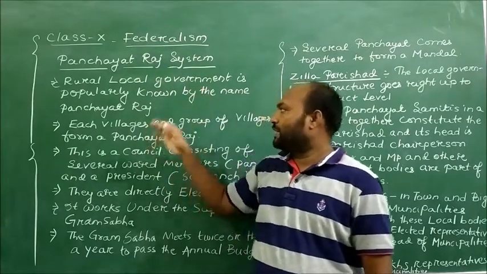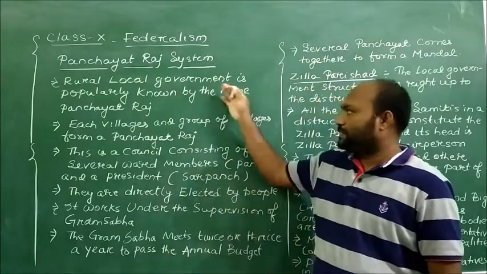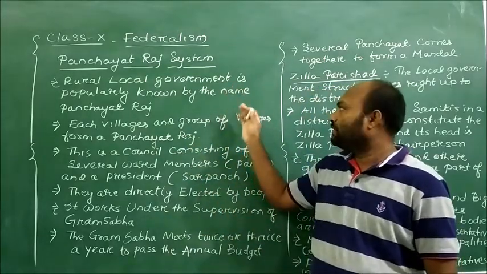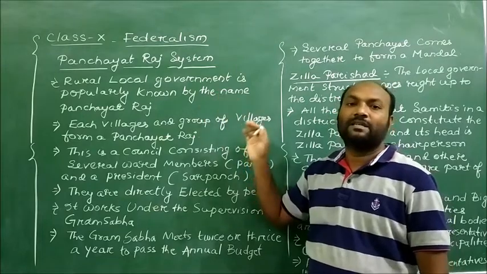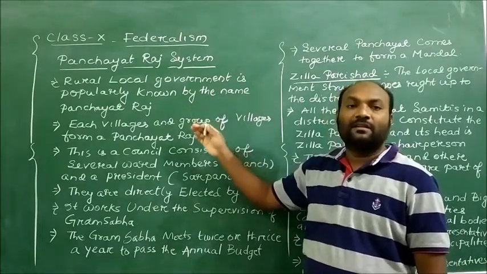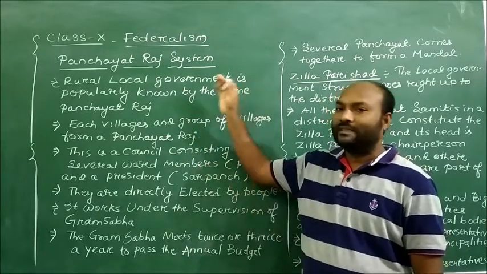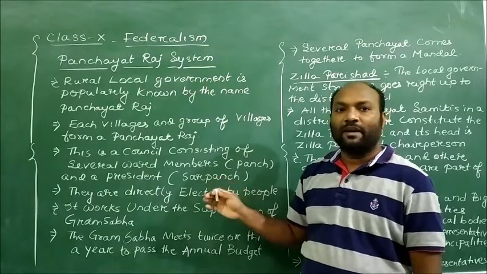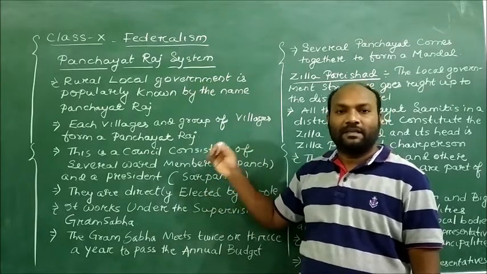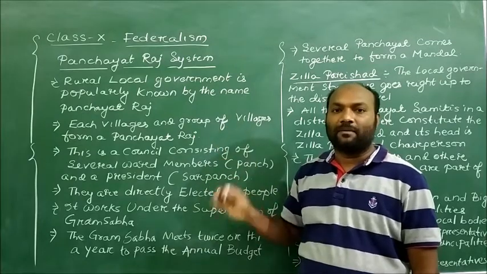So dear children, in India, the rural government is popularly known by the name Panchayatraj. It is the local government, the third tier of government, where power is given to the third tier.